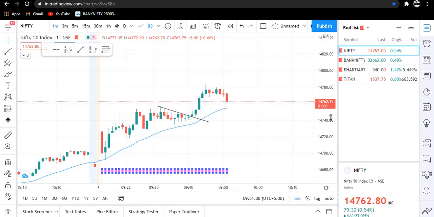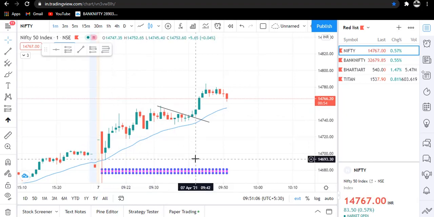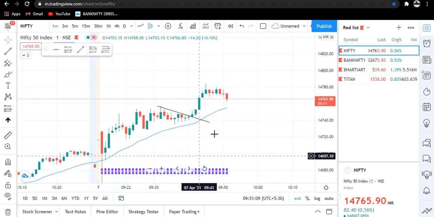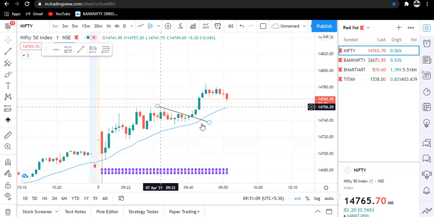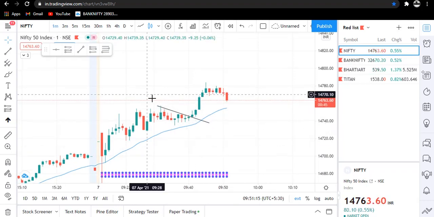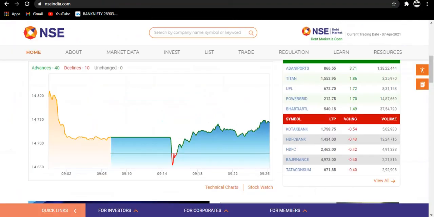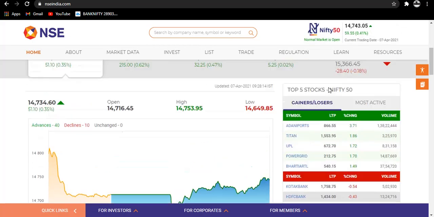Okay traders, what we can see here is that from the morning it was in an uptrend. So I made a trend line from here and you can see this. After making this trend line, I went on to the NSE site, and from there I picked Titan, which is a top gainer.